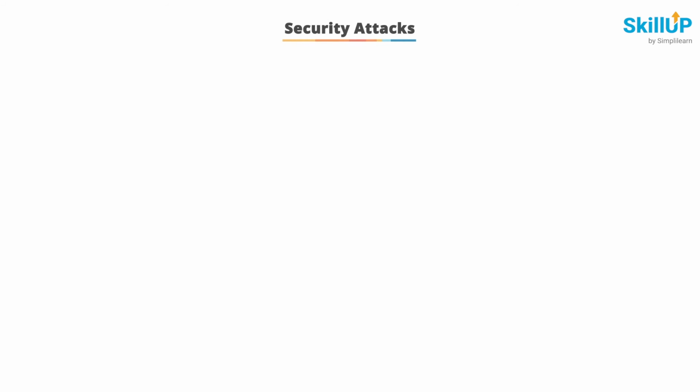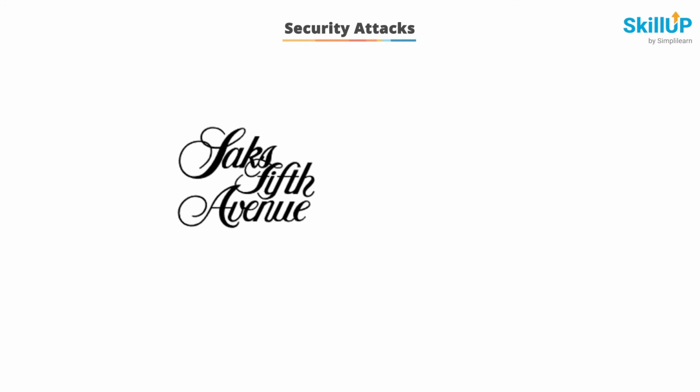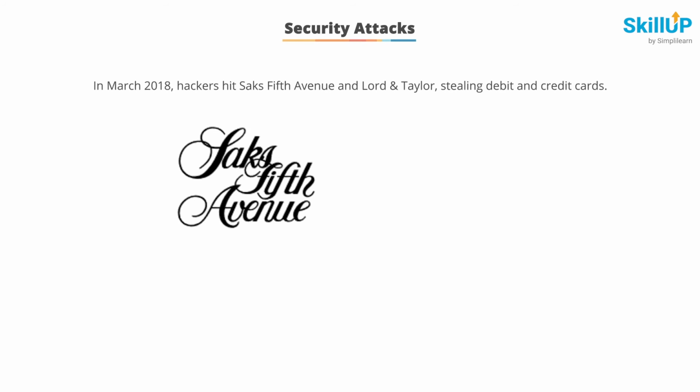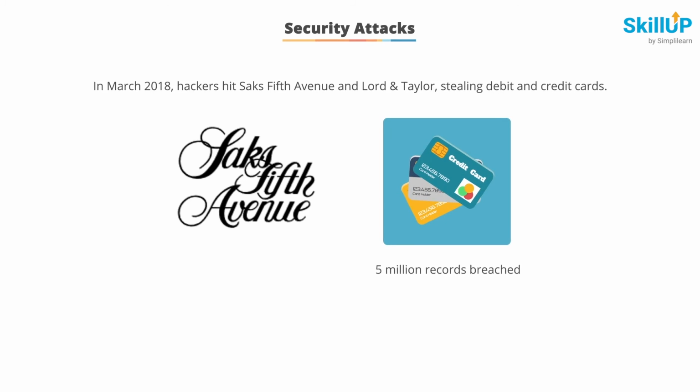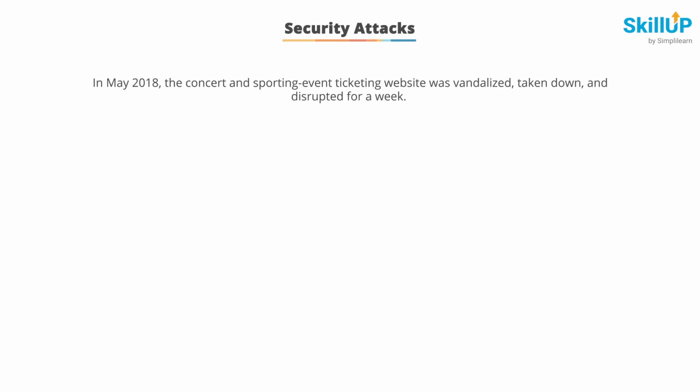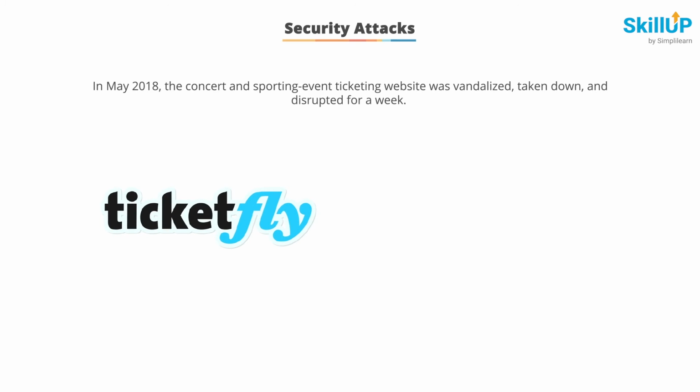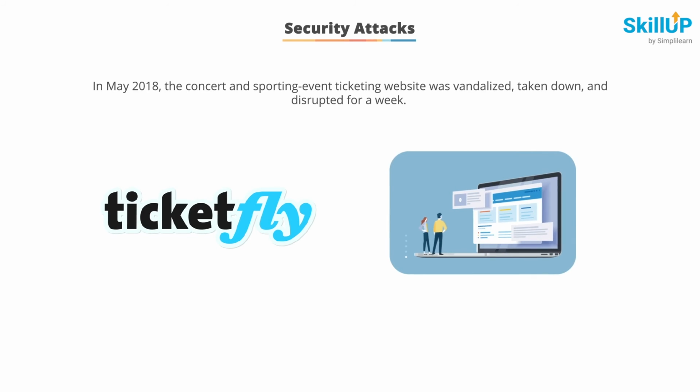Here are some recent security attacks. Saks and Lord & Taylor: near the end of March, security firm Gemini Advisory came across an announcement from the Joker's Stash hacking syndicate offering 5 million stolen credit and debit cards for sale. On May 31st, Ticketfly suffered an attack that resulted in the concert and sporting event ticketing website being vandalized, taken down, and disrupted for a week. Can you imagine how much that might cost?